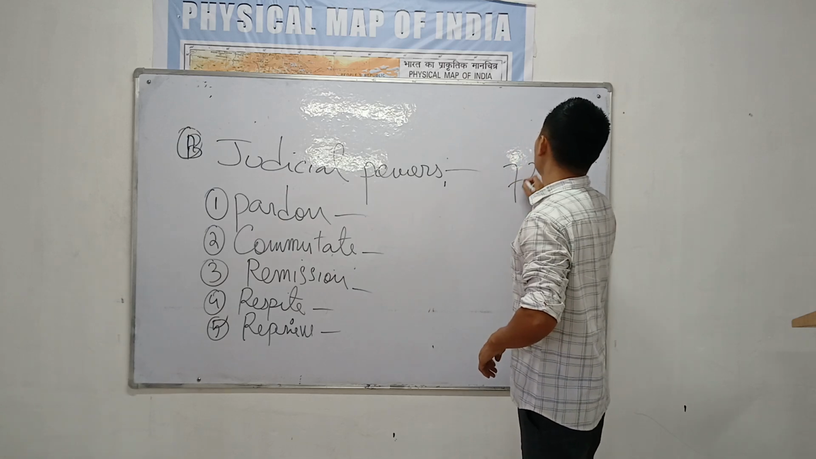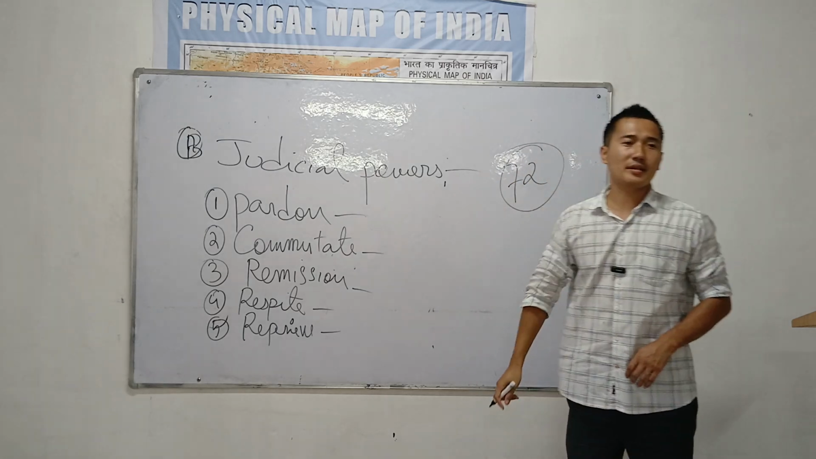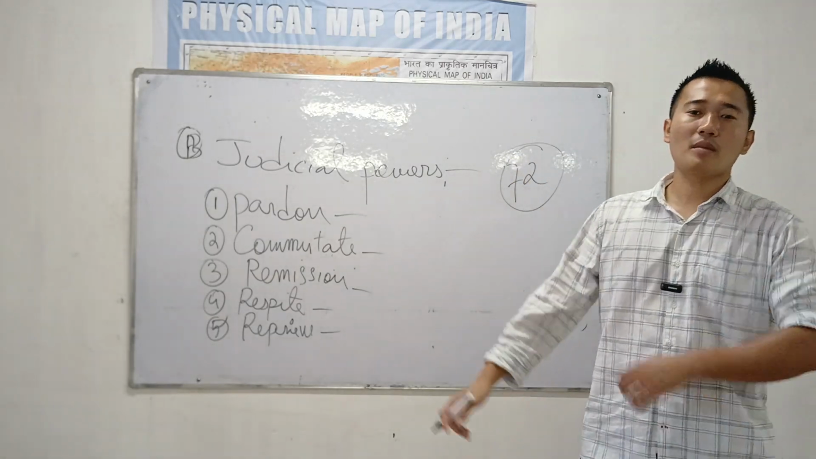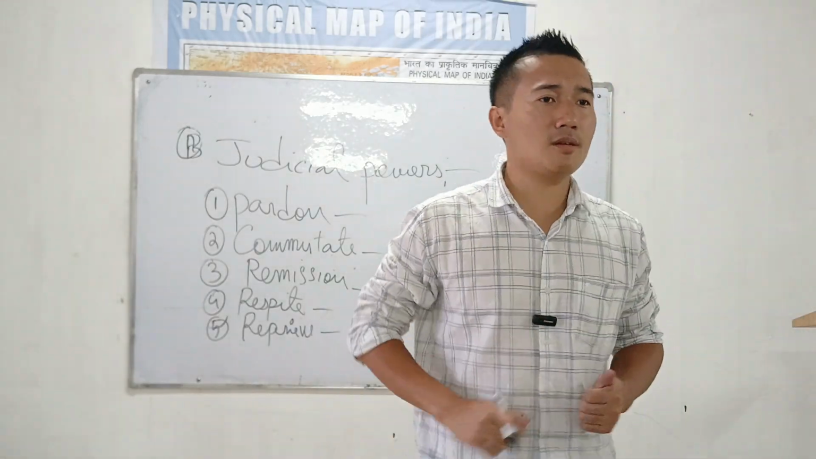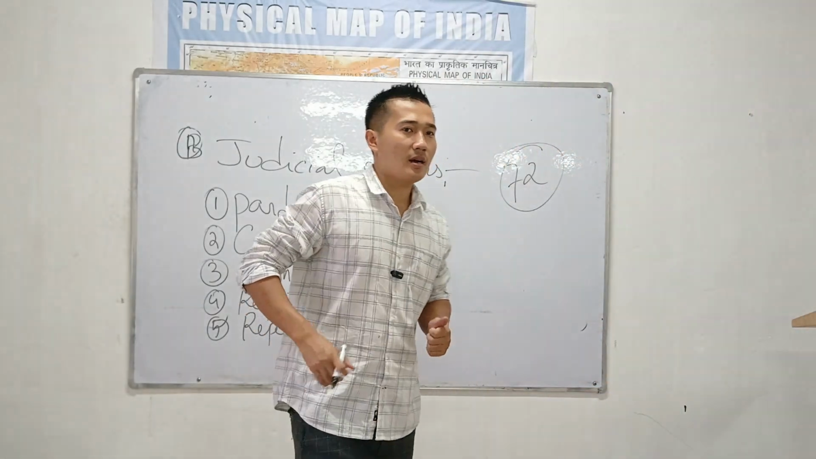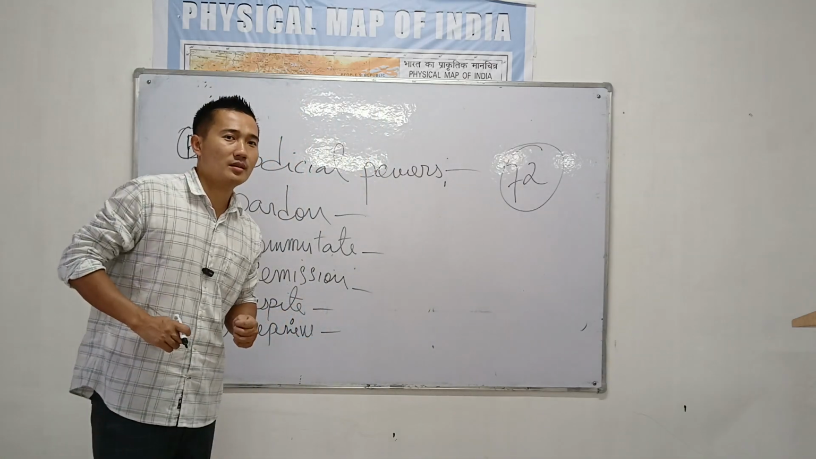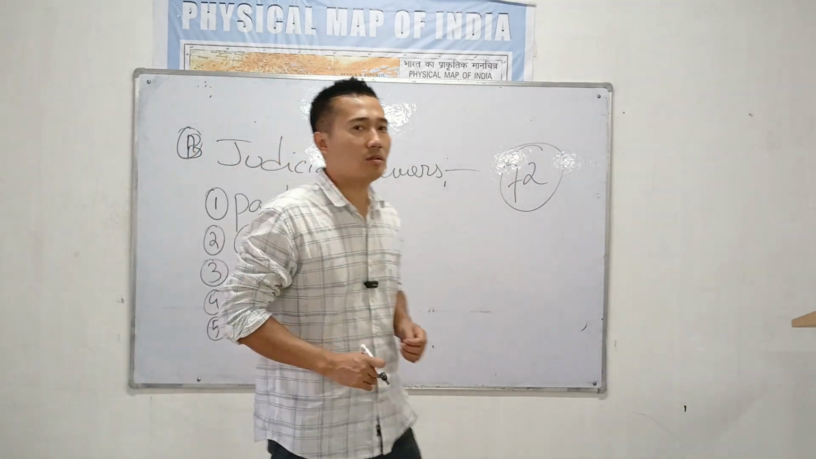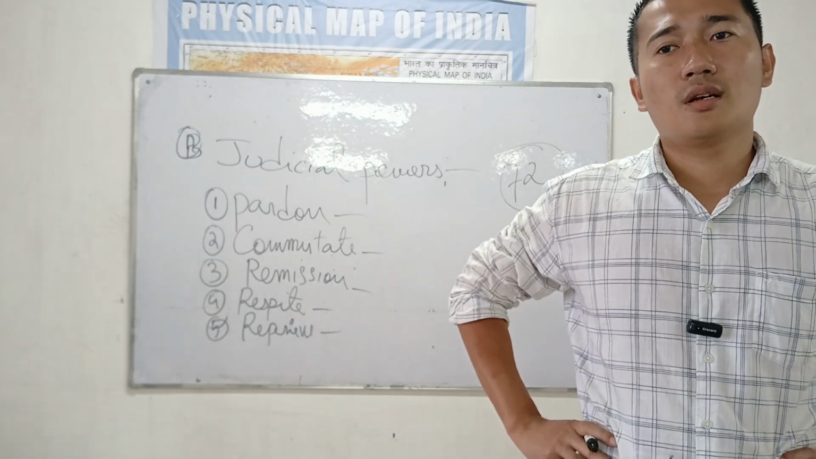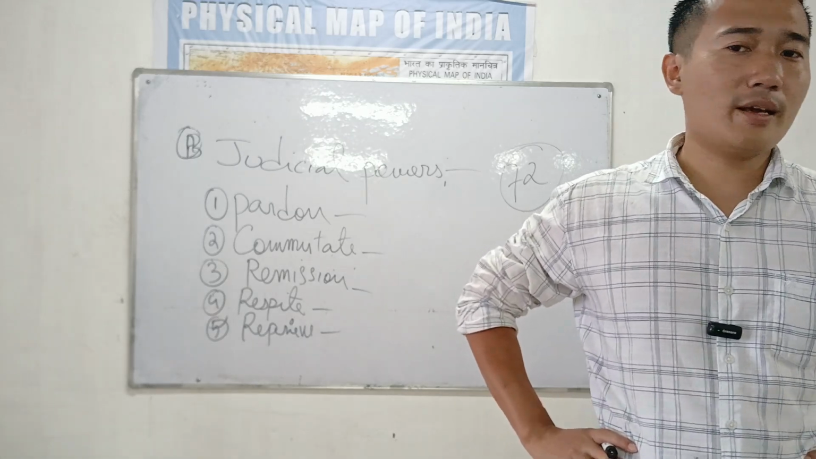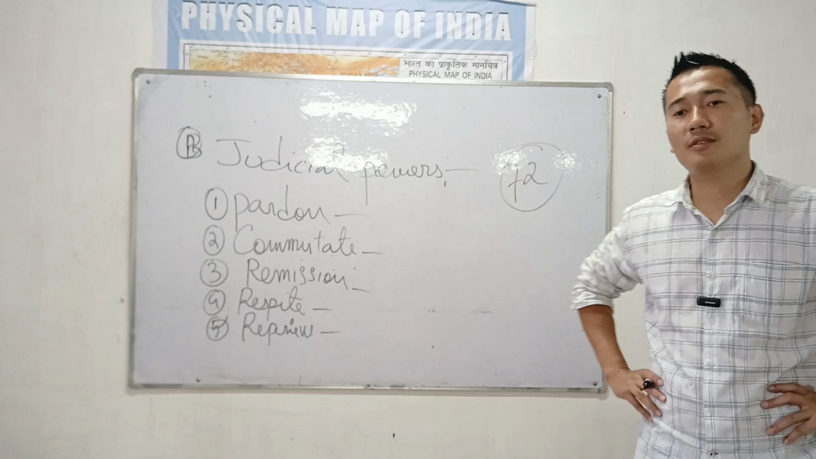Article 72. Please remember the article. Pardon power of the President. Article 72 deals with the pardoning power of the President of India. Article 72 is often asked in exams. It deals with the pardon power of the President of India.